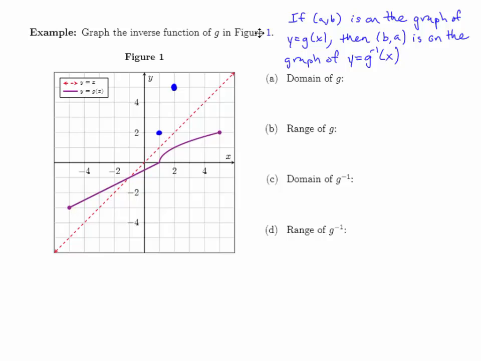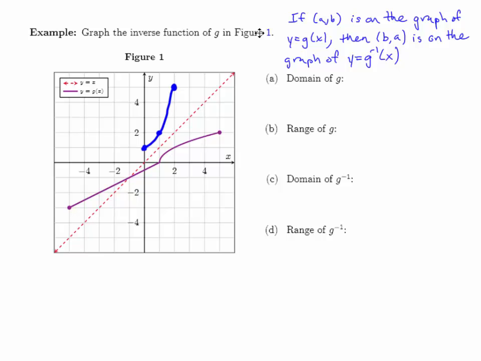And then continuing, we see the point (1, 0) on g. So we'll have (0, 1) on g inverse. And then the second piece, this little piecewise function, the second piece looks linear. So we can see we've got our first half of it here, and I'll connect that. Here's our first half.